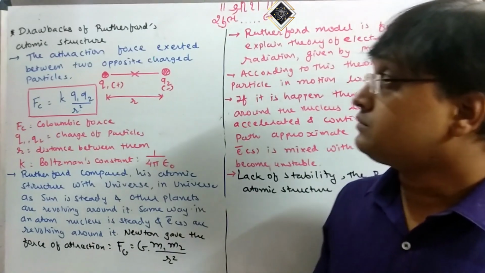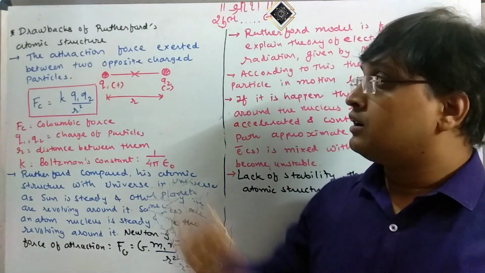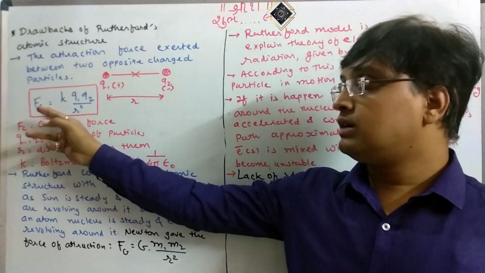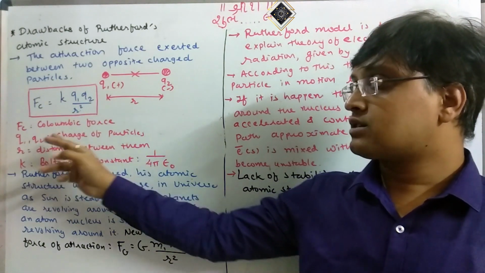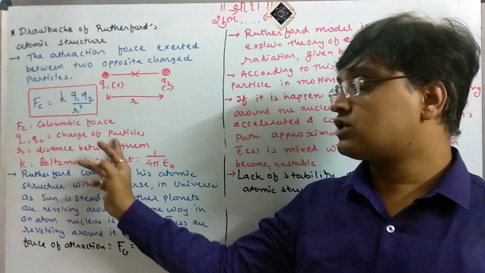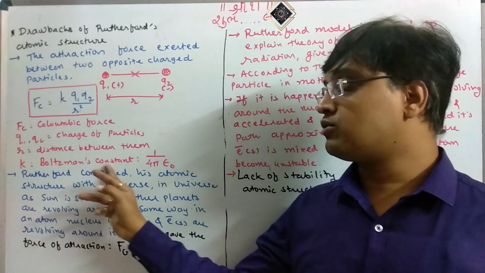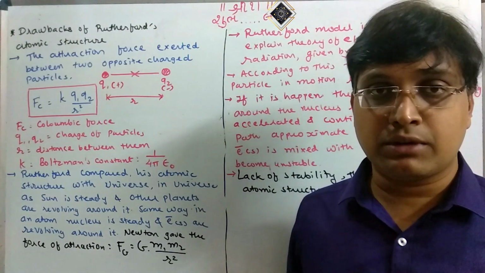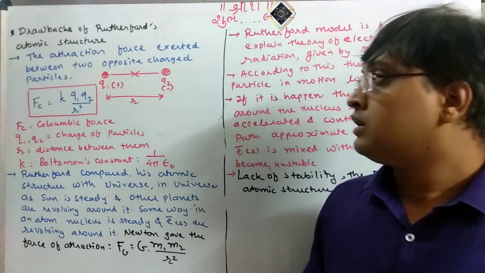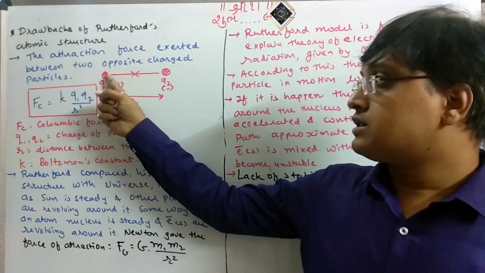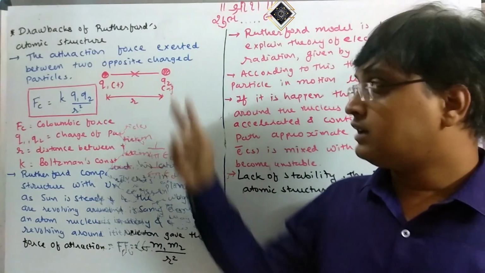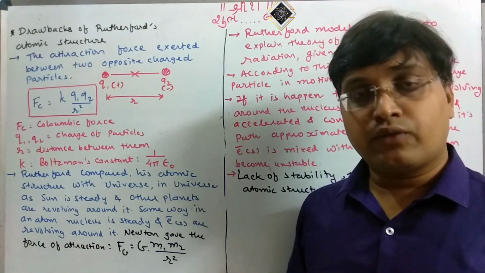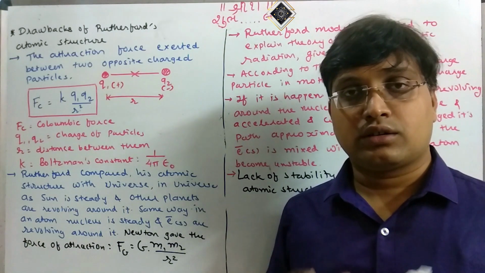Once again, the drawback of the Rutherford atomic structure: the attraction force exerted between two oppositely charged particles, Q1 and Q2, is given by Coulomb, that is F is equal to K Q1 Q2 upon R square, where F is the Coulombic force, Q1 and Q2 are the charges of the particles, R is the distance between them, and K is a constant, the value is 1 upon 4 pi epsilon 0. Epsilon 0 is known as the permittivity of the medium. Assume that this one is a nucleus and this one is an electron, then the attraction force exerted between them is this one.